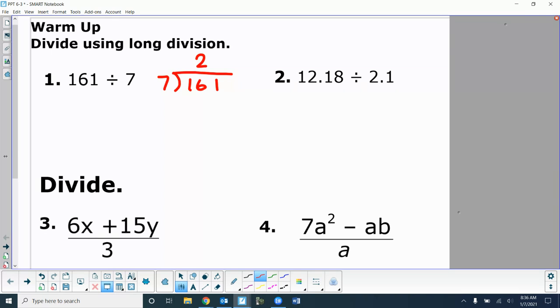So 2 times 7 is 14. Now what? Subtract. Then what? Bring the 1 down. What's 21 divided by 7? 3. Your answer is 23. So we have no remainder, right?